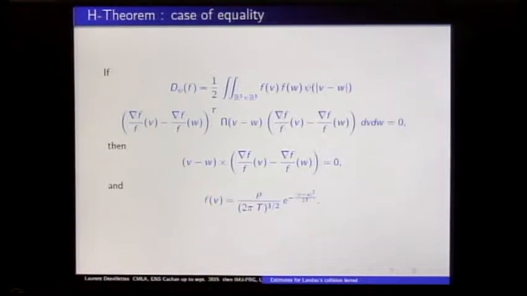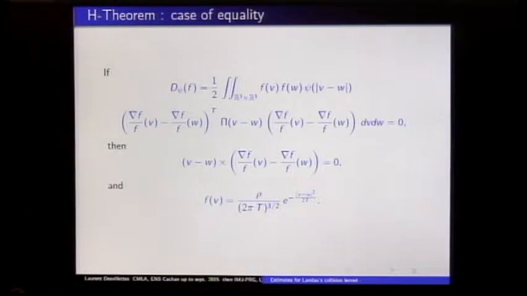Okay, so now let's see. By the way, this is called the H theorem of Boltzmann. Let me say a few words about what happens in the case of equality. That is, now you suppose that this entropy production, which is written here, is equal to zero.